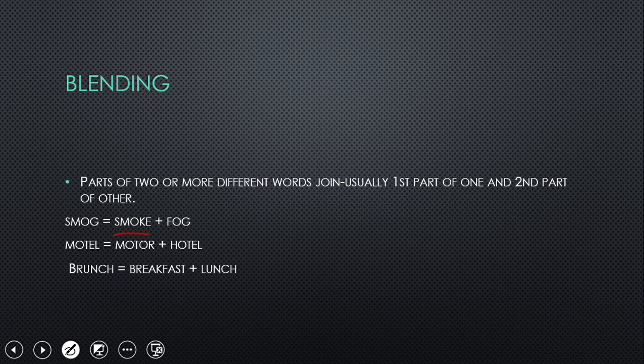Then comes motel. You can see that motel is a combination of motor and hotel. So two words are blended in such a way that they merge with each other and they do not look like two separate words. For example, brunch. Brunch is the combination or the blend of breakfast and lunch. So I hope you have understood all these three word formation processes.